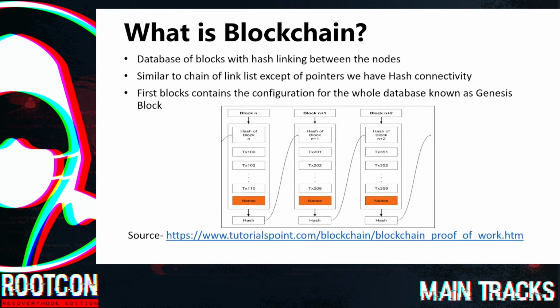The name blockchain is termed because each group of transactions on a blockchain is referred to as a block, and each block is combined in order to form a chain. In simple words, we can say it is a linked-list kind of data structure, except that instead of pointers, in blockchain we have hashes for the node connectivity. The first node or block contains the configuration for the whole database. It is known as the Genesis block. Therefore, the configuration of the Genesis block should be done securely with good ciphers and key length.